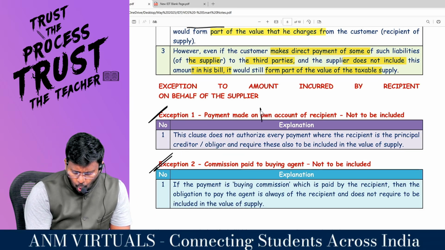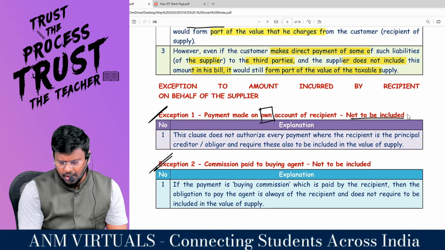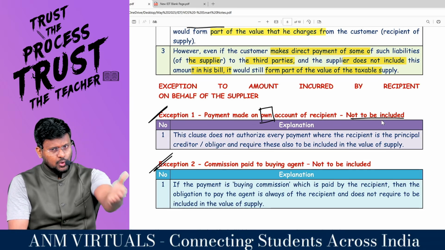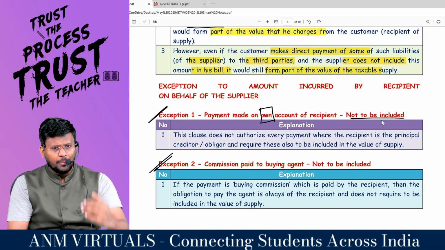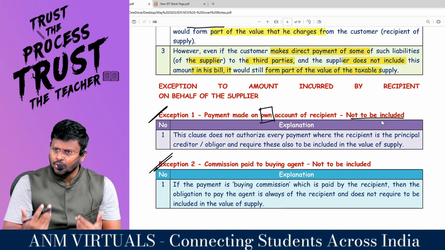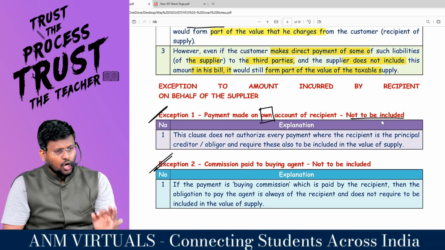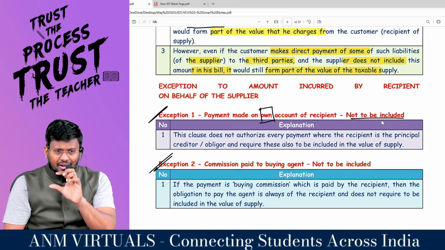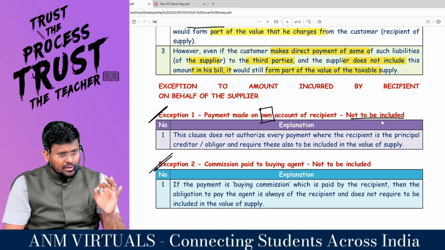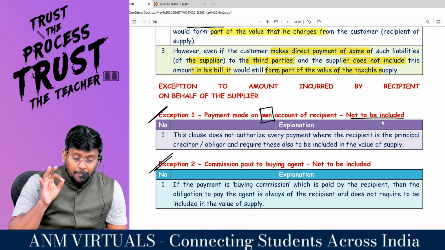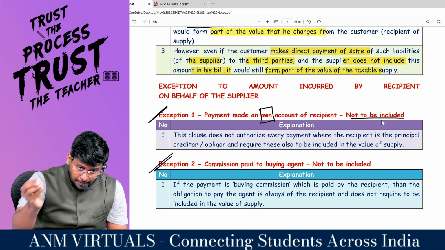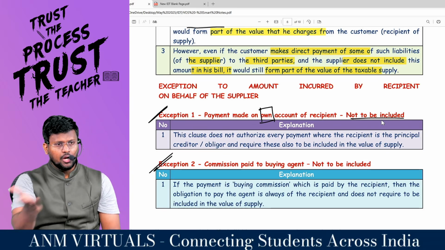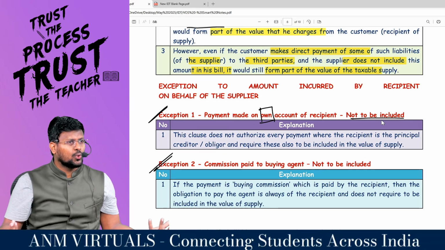Payment made on own account of recipient is not to be included. Own account of recipient means your creditor you paid, your expenses you paid, your liability you paid. For that, for what purpose do you have to include it in the value of supply? Sir, it is not at all the liability of the supplier. Sir, it should be very clear in the inclusion: any amount incurred by the recipient, don't stop there, on behalf of the supplier. If it is on behalf of the supplier, it should be included in the value of supply. On behalf of yourself, no need to include it in the value.